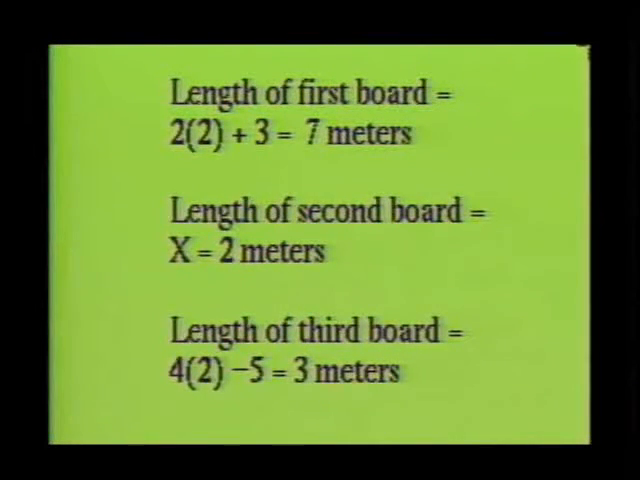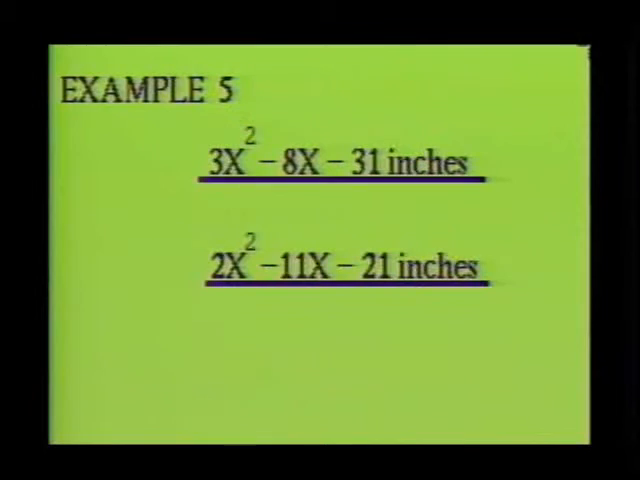Then substituting 2 into each expression, we get the length of the first board is 2 times 2 plus 3, which is equal to 7 meters. The length of the second board is 2 meters. And the length of the third board is 4 times 2 minus 5, which is equal to 3 meters.